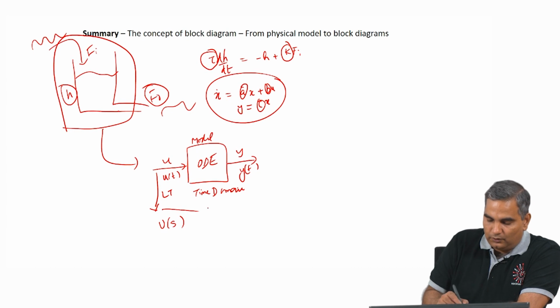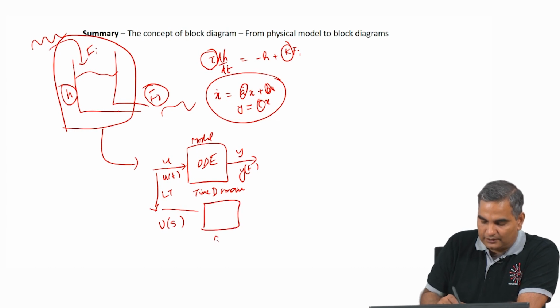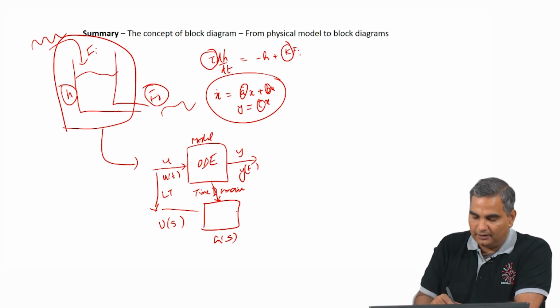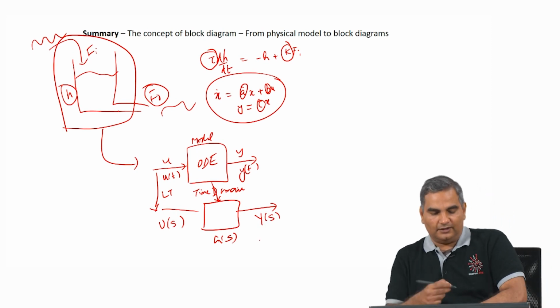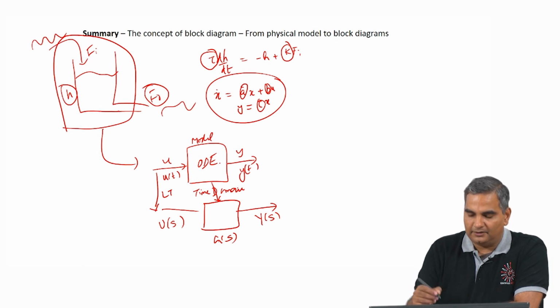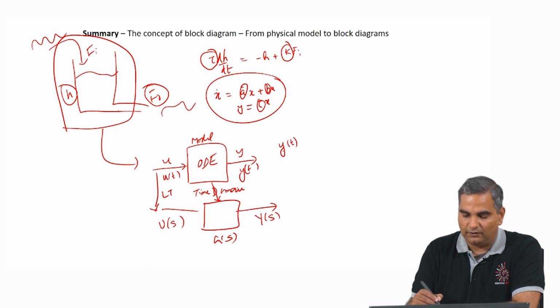Then this goes into this transfer function model, which is somehow this ODE converted into the transfer function model, and then I can get my y of s here. Now, notice the way these blocks work. When I want to get y of t from u of t in this block, then basically it is actually some integral equation that I have to solve to get y of t as a function of u of t.